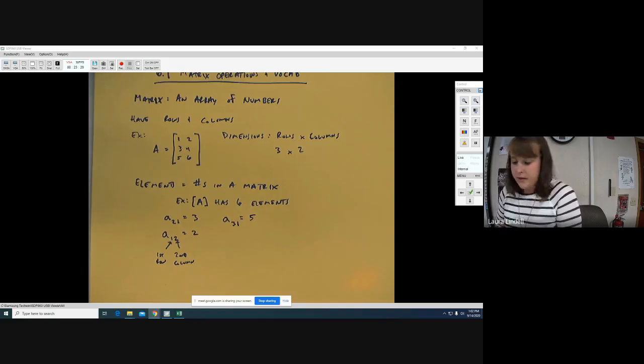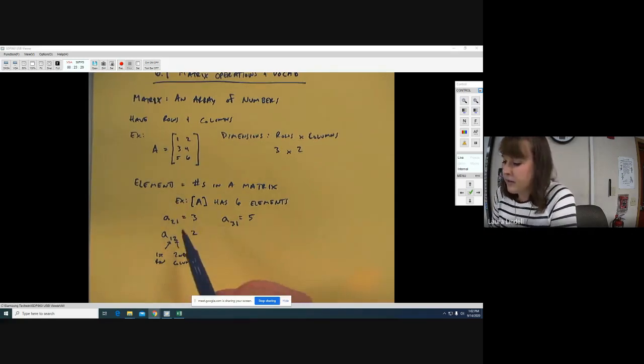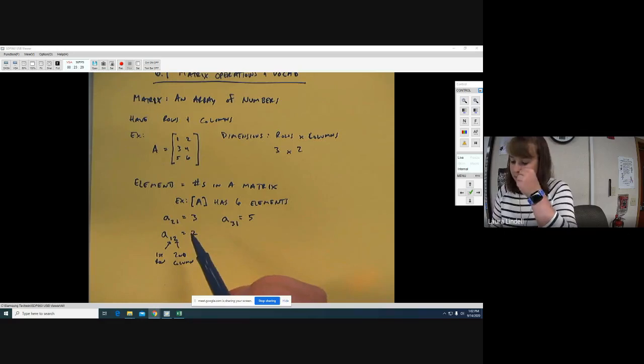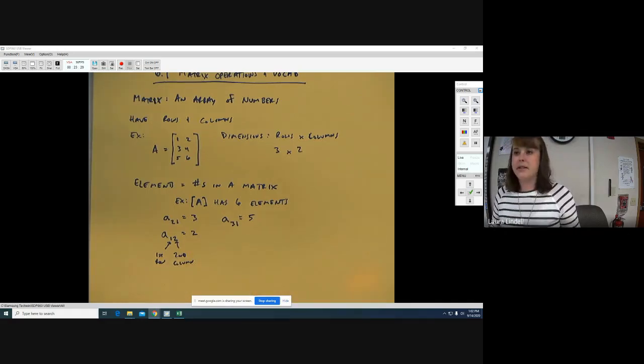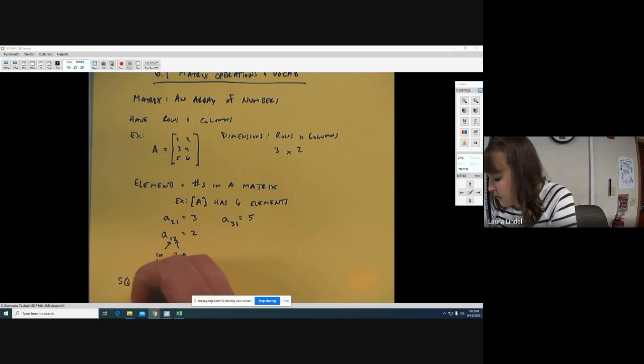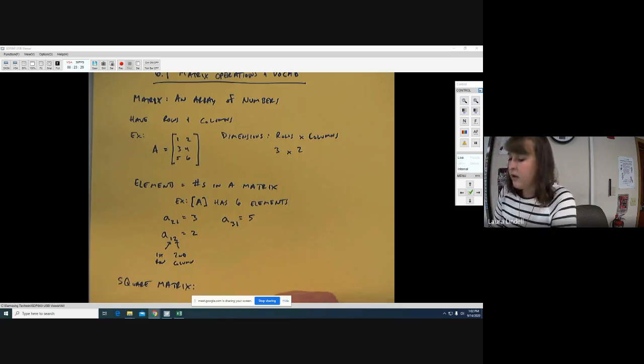All right. So that's how we would label elements in a matrix. There's a bunch of different matrix vocab words that describe specific types of matrices. So we're going to go through some of those as well. Okay, the first one we're going to go over is something called a square matrix. All right, a square matrix, not a real creative name. It's just a matrix that has the same number of rows as it has columns.